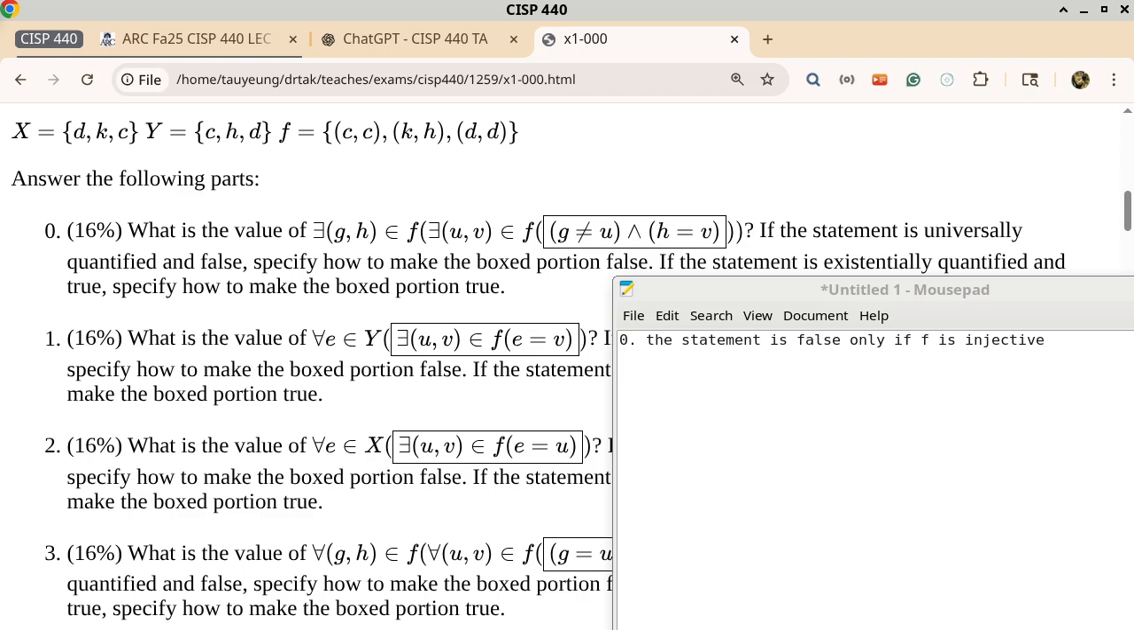C maps to C, K maps to H, and D maps to D. We do not see something like, on top of C maps to C, we also see C maps to A. So that is lacking. So that means in this case, the statement is false, which also means there's nothing else to do, because this is an existentially quantified statement. And according to the second part here, if the statement is existentially quantified and true, but this one is false, there are no additional things that we need to do.